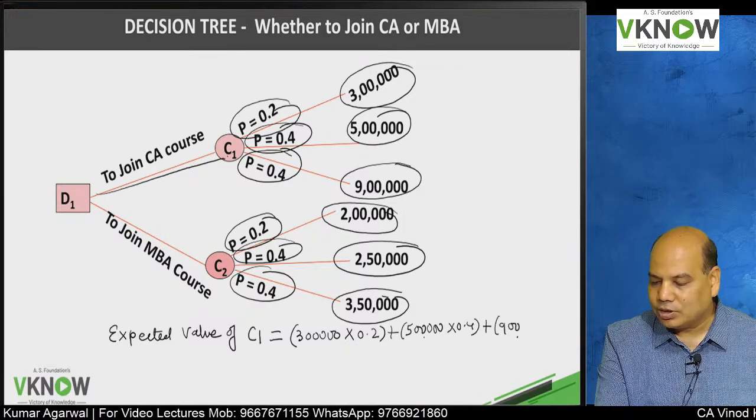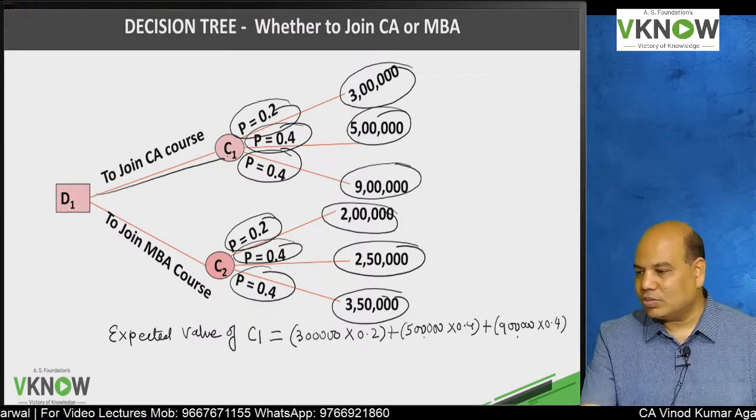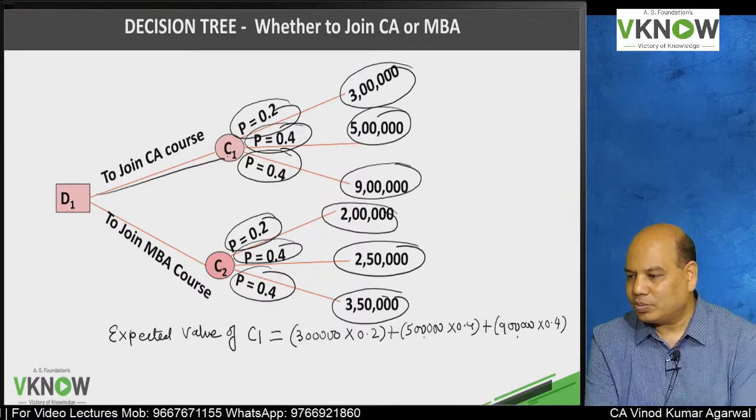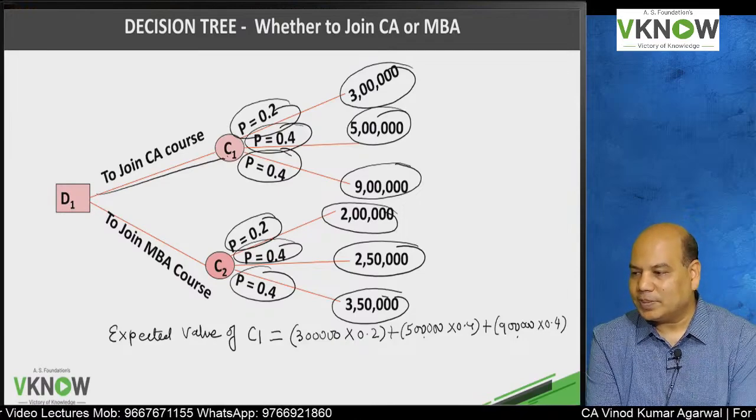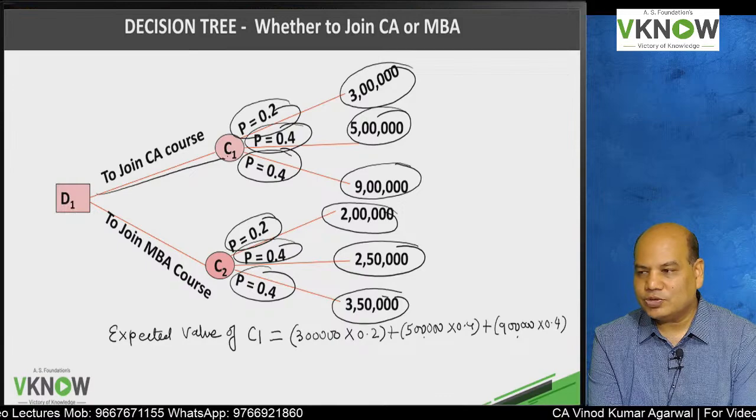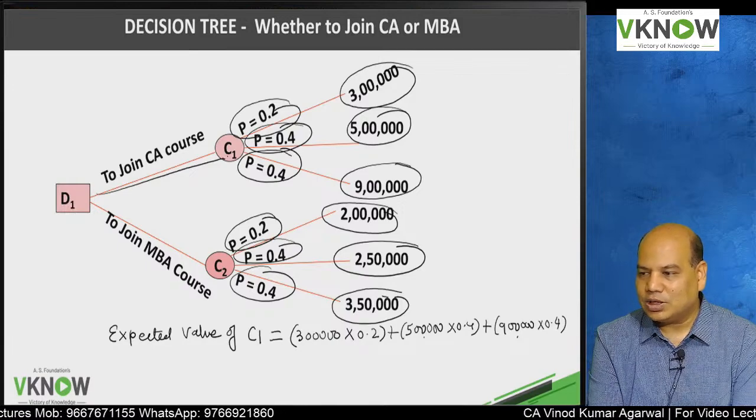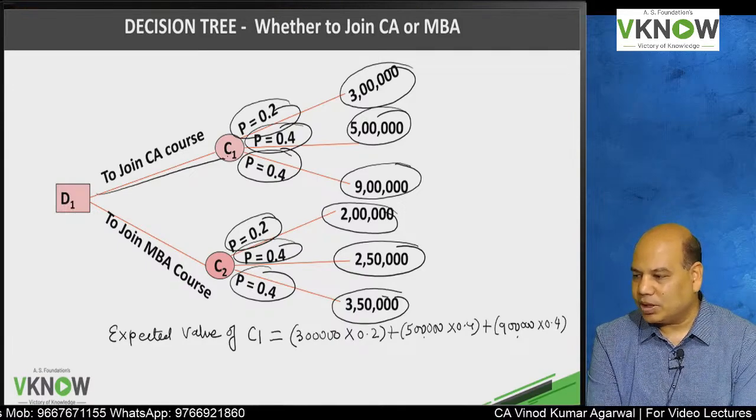So this is how we will compute expected value, expected salary. Because there are more than one outcome with different probabilities, I have to find expected value. In case of a chance node, I have to multiply outcome with probability.